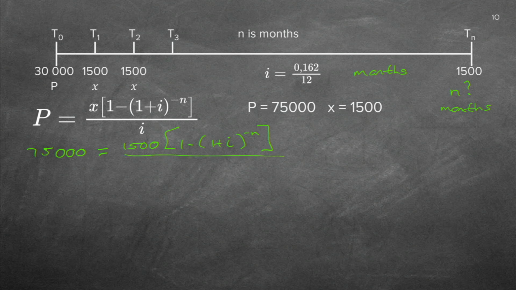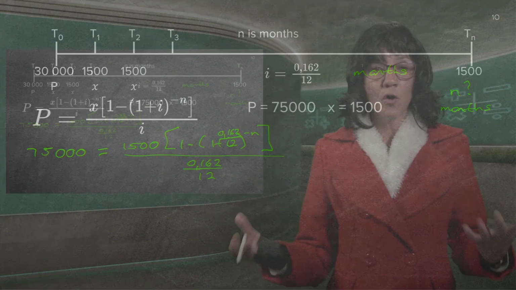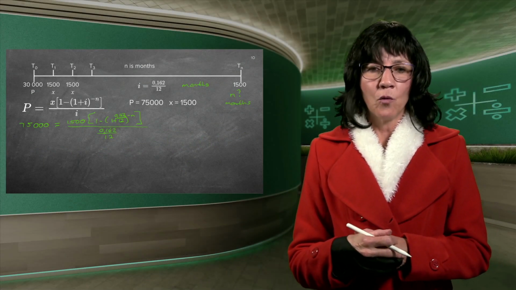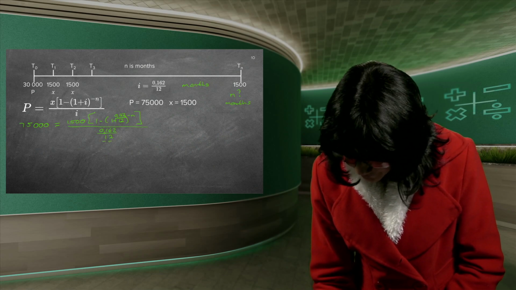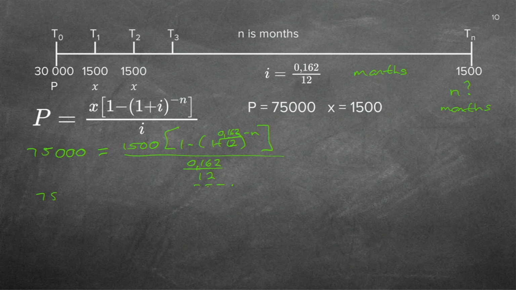So just remember, once you get your n, the i, why do I not fill in the i? The i was 0.162 over 12. Now this one seems a bit more complicated because it's a longer formula. I need to get that little n all alone. So firstly, I need to get rid of this fraction here. So I'm going to take the 75,000 and multiply it by 0.162 over 12 because this is furthest away.